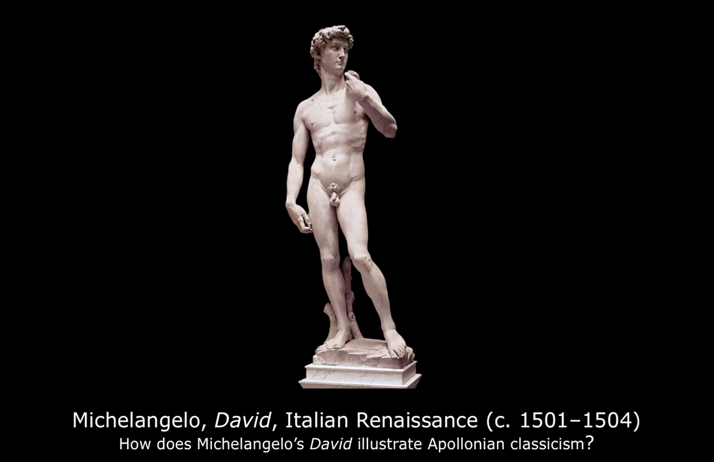And so this is Michelangelo's famous sculpture of David from the Italian Renaissance. And I would encourage you to look up some additional information about this sculpture. It's probably Michelangelo's most famous. And this is said to represent an Apollonian viewpoint, an Apollonian classicism. So there's a couple of reasons for this. One is that it depicts this famous biblical story of David and Goliath. And if you don't know that story, you should do a quick Google search and get a little background information.